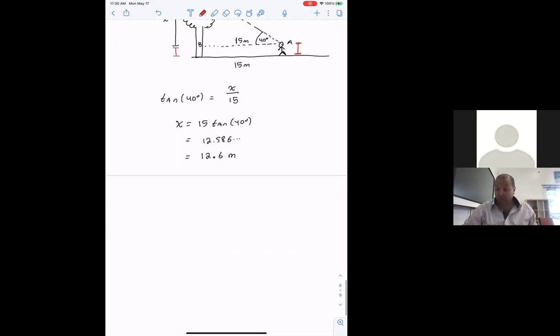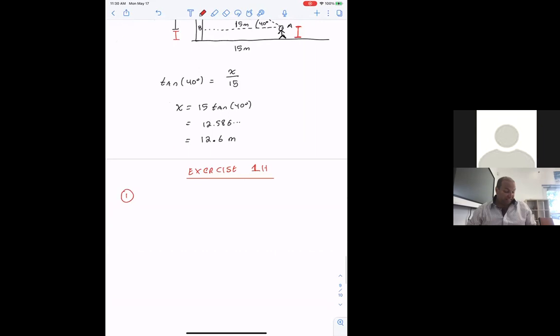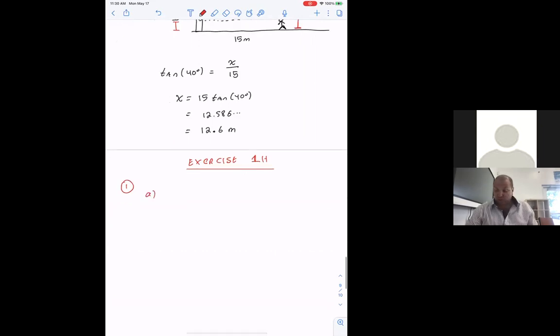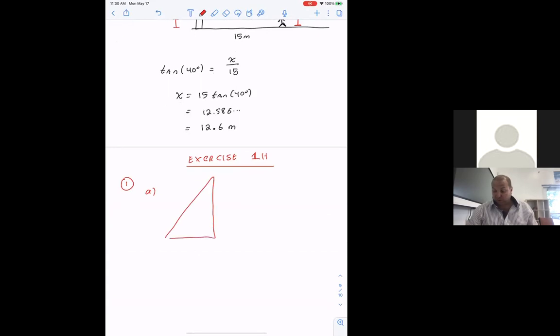Let's now jump ahead to exercise 1H. As always, pause, solve, check. So question number 1. Determine the length of the unknown sides for each of the right angle triangles shown below. So we have a right angle triangle here. And this angle down here is 61.2 degrees. And they call this Y, they call this Z, and this is 9 centimeters.